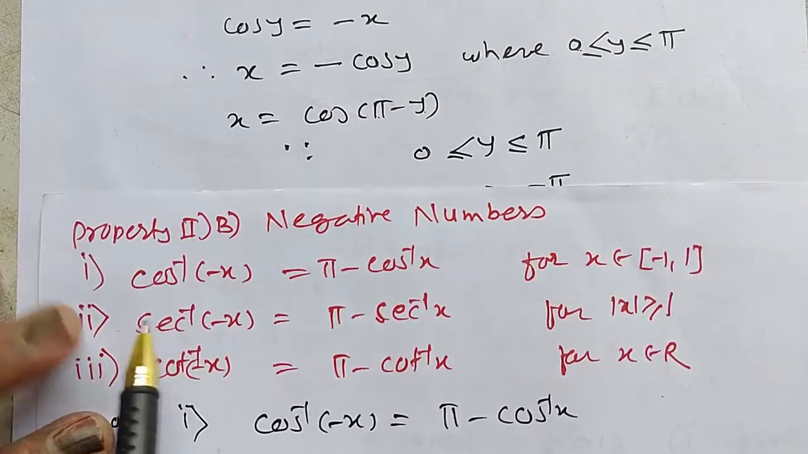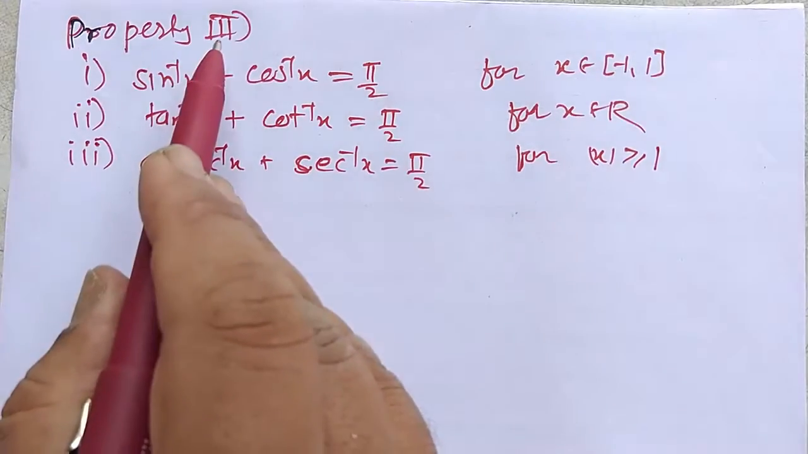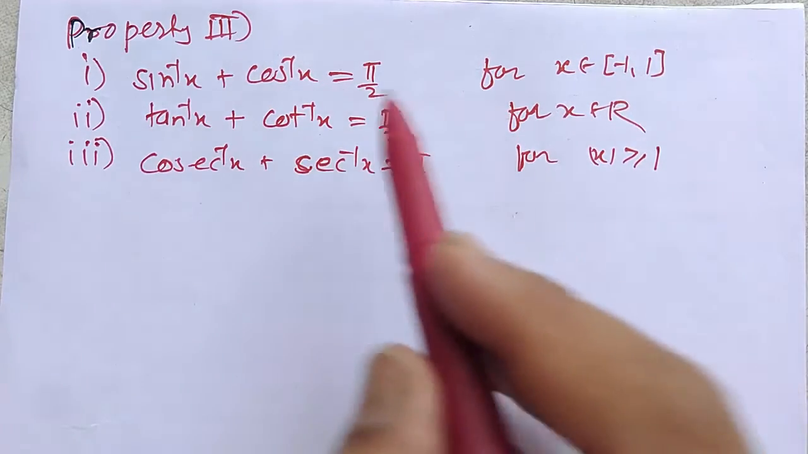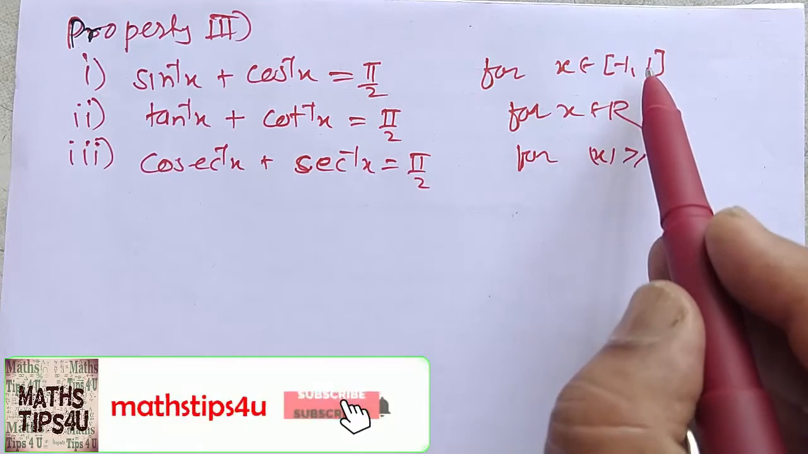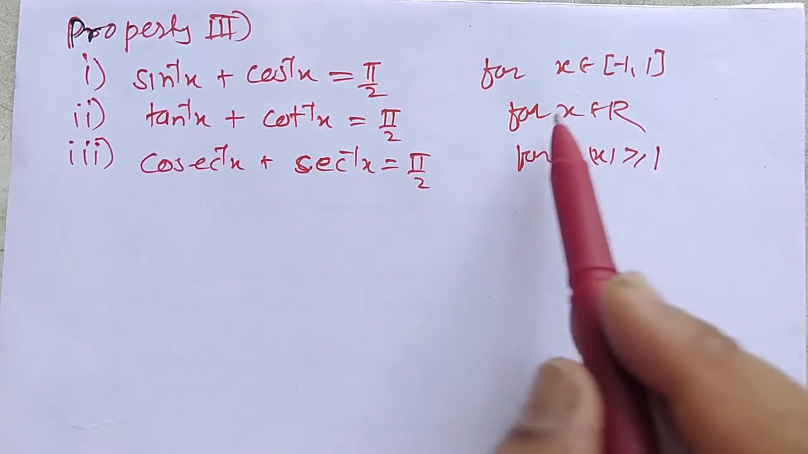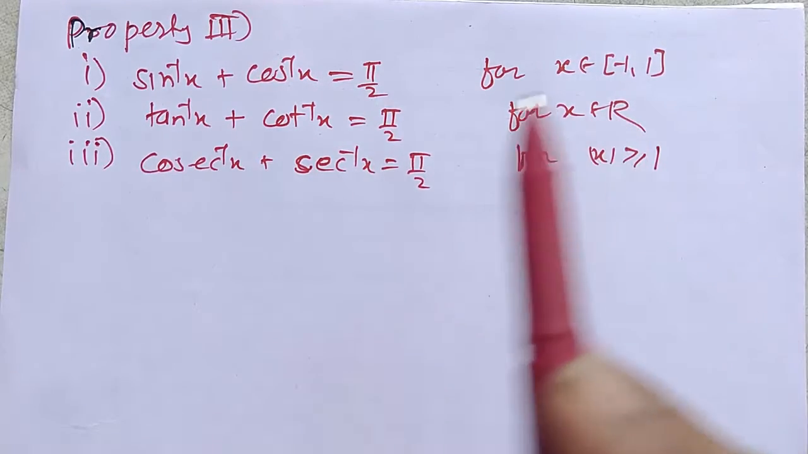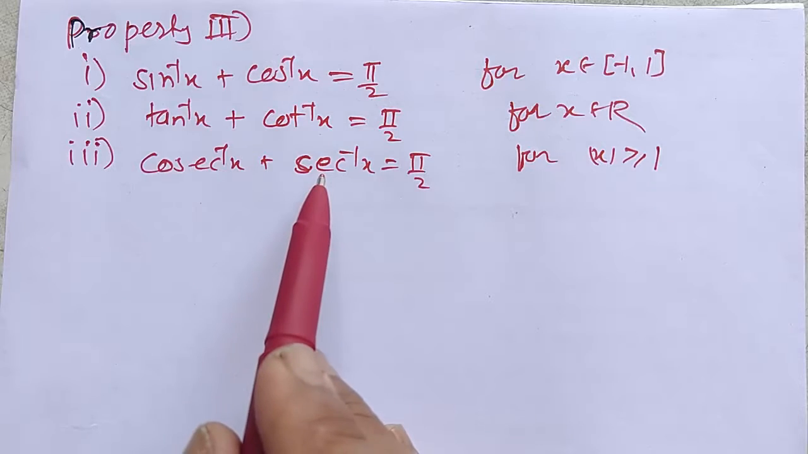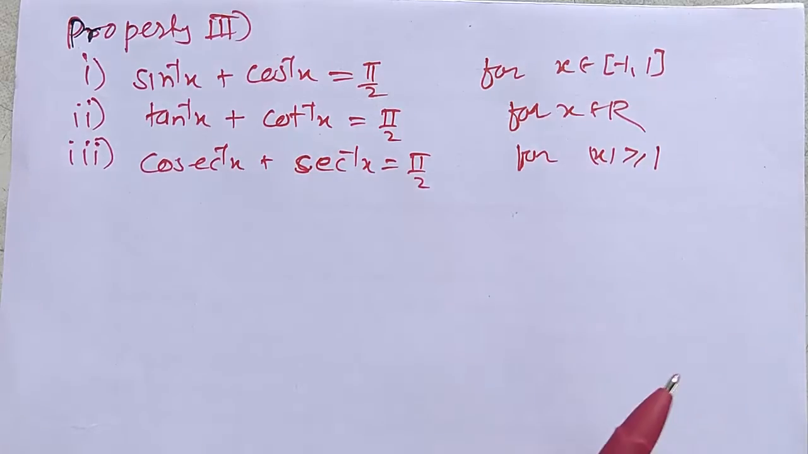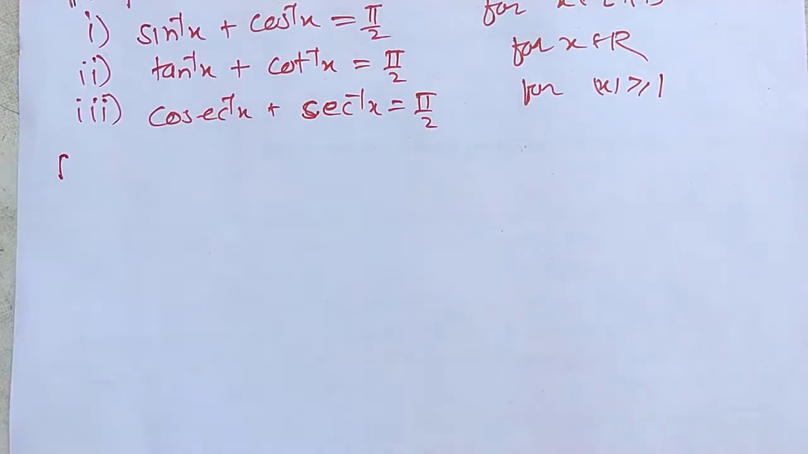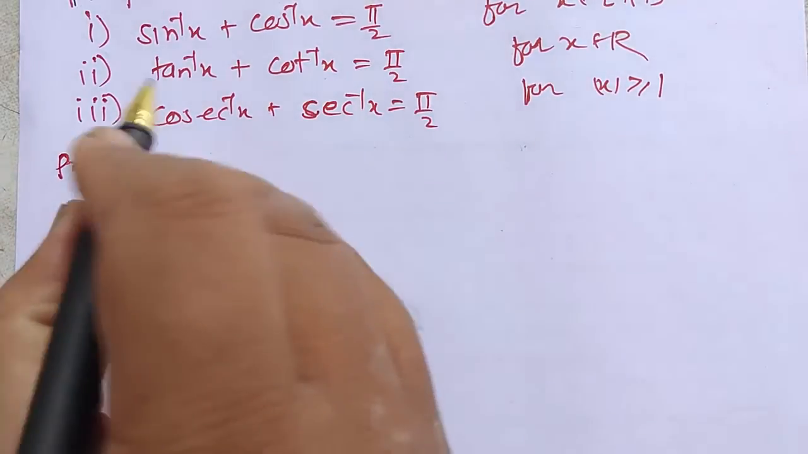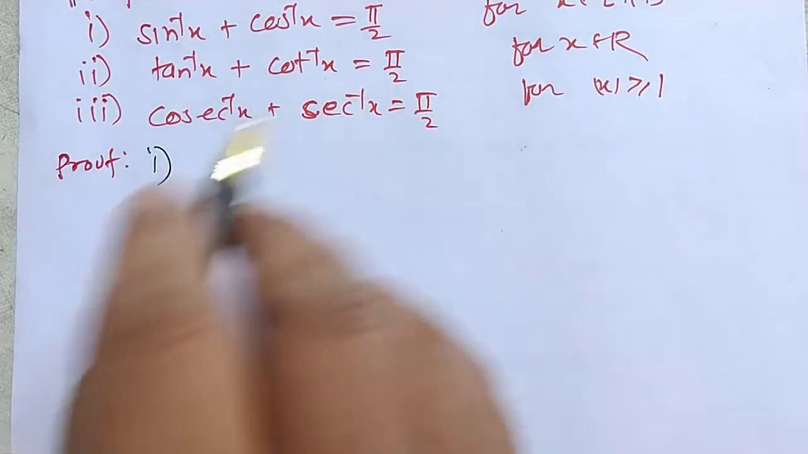Similarly, we prove other two results. Property number 3. Number 1, sin inverse x plus cos inverse x is equal to pi by 2 for x belongs to the closed interval minus 1 to 1. Number 2, tan inverse x plus cot inverse x is also pi by 2 for x belongs to the set of all real numbers R. Number 3, cosec inverse x plus sec inverse x is also pi by 2 for modulus of x greater than or equal to 1. Proof. We prove first and similarly we can prove other two.